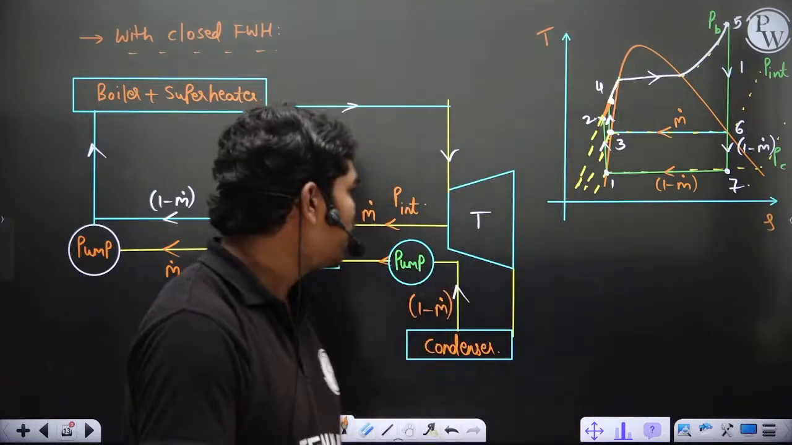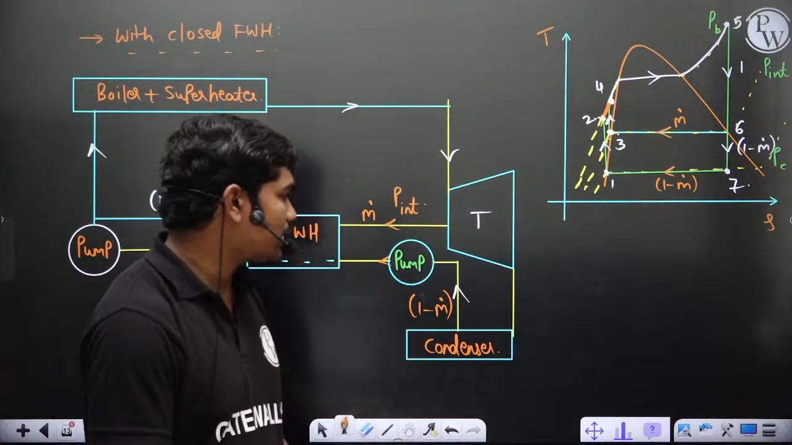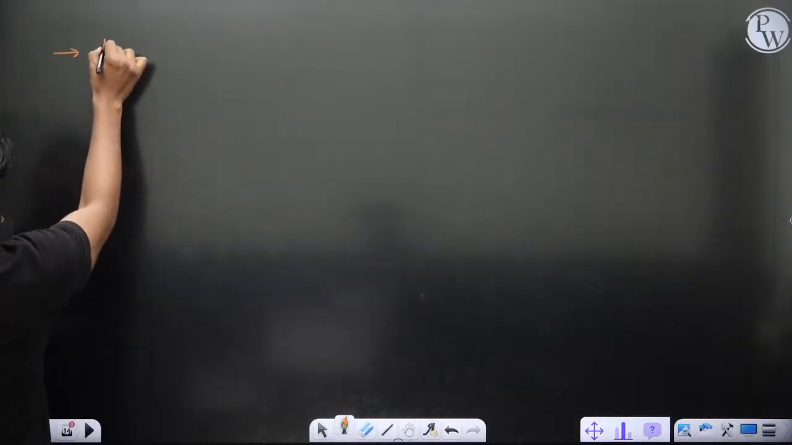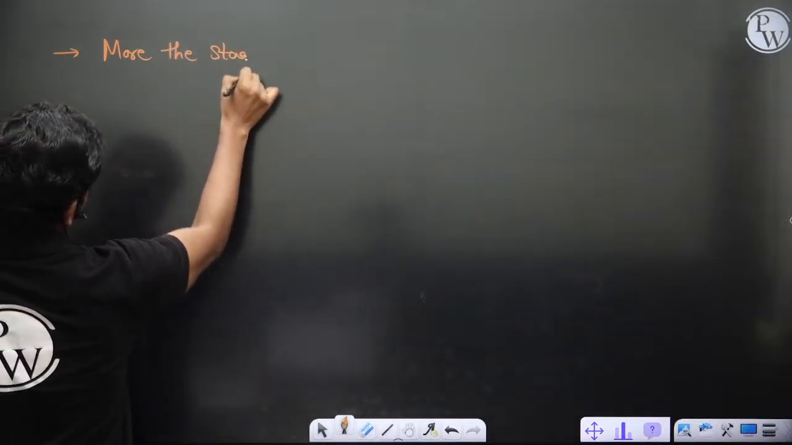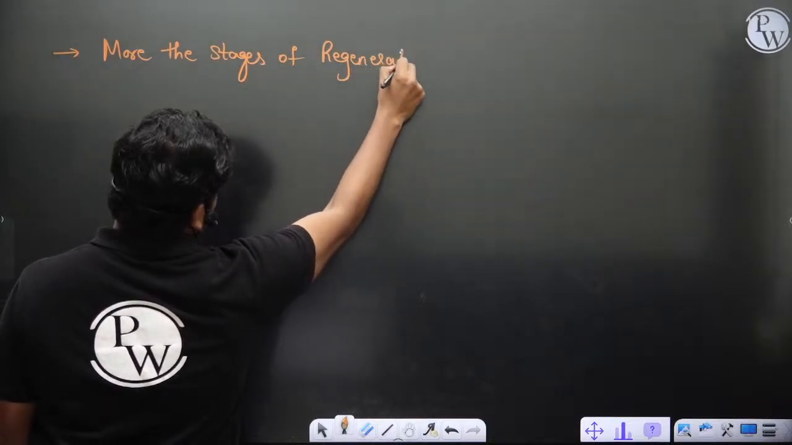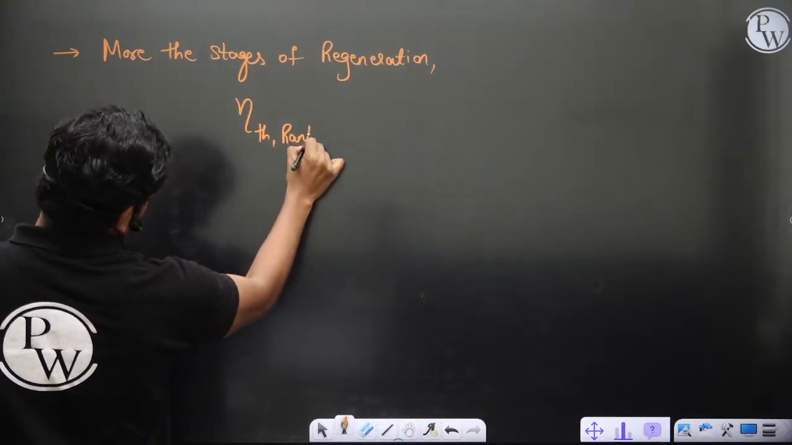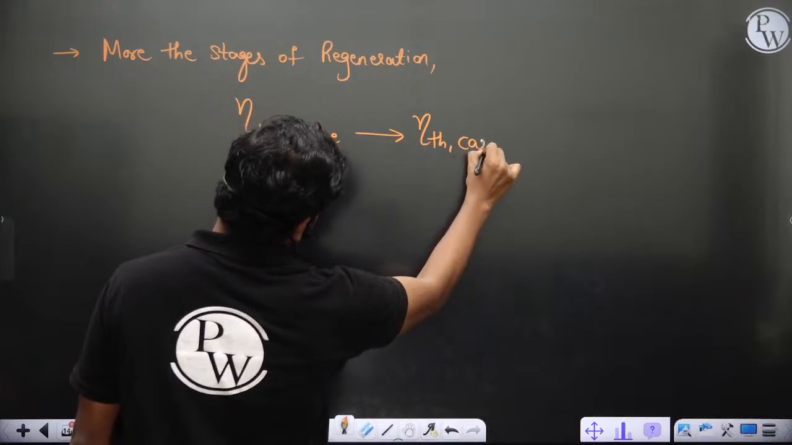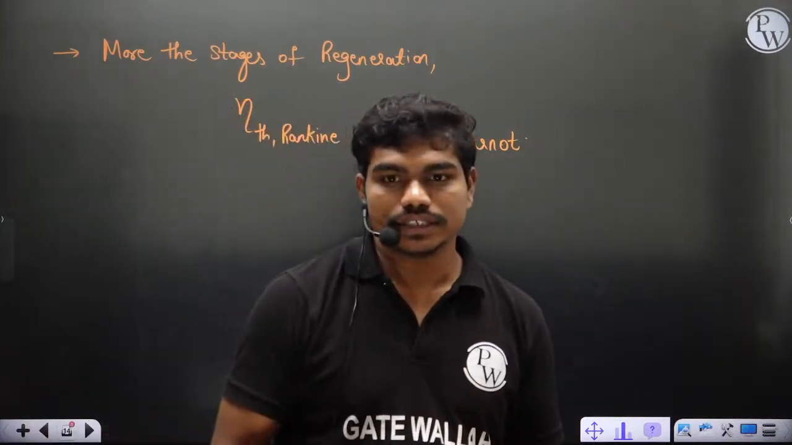Fine, so anyway, let's continue. So this is the story of feed water heating. Now, if you see regeneration, the more the stages of regeneration, the efficiency of Rankine keeps approaching the efficiency of Carnot, because ultimately the point of doing regeneration is to increase the thermal efficiency.